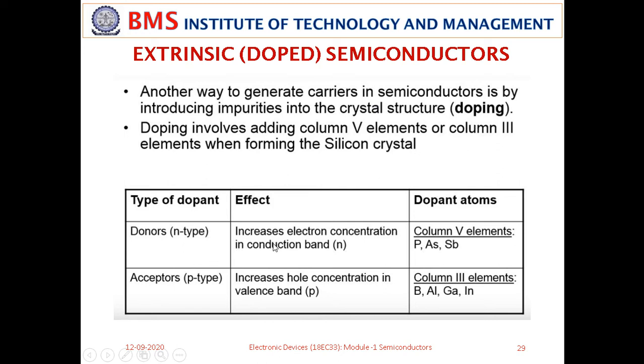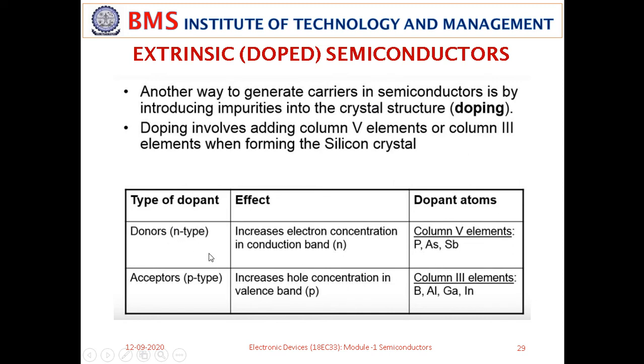Let's see now what happens when we add column 5 elements. Column 5 elements are also called dopant atoms. Examples of column 5 elements are phosphorus, arsenic, and antimony. They are all pentavalent in nature. In the outermost orbit you see 5 valence electrons. So when we add this to the silicon crystal lattice during its formation, it increases the electron concentration in the conduction band. These kinds of impurities are also called donor impurities, and the type of semiconductor is called N-type semiconductor.